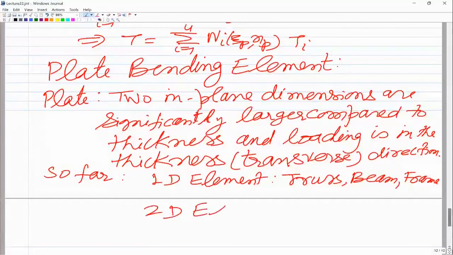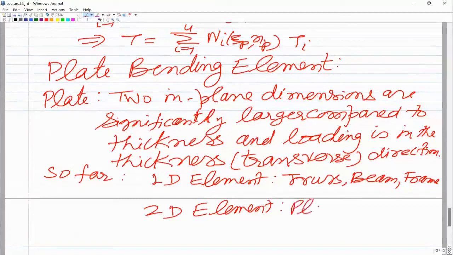And then in the 2D elements, as far as the structures are concerned, two dimensions are significantly larger compared to the third dimension. But in the 2D elements, so far we discussed the loading is in the in-plane direction. So the difference between the plane stress, plane strain problems and the plate problem is that in plane stress, plane strain problems, the loading is in the plane of significant dimensions, whereas in the case of plate, the loading is in the transverse direction.